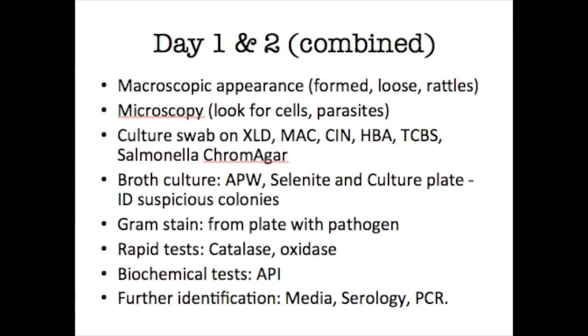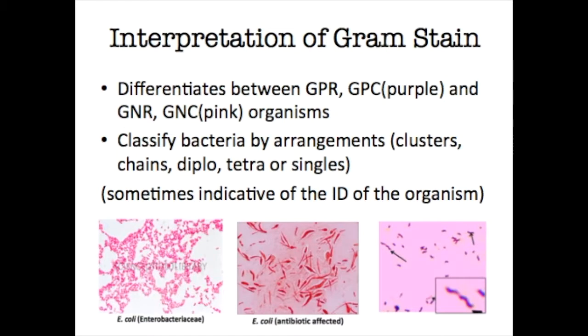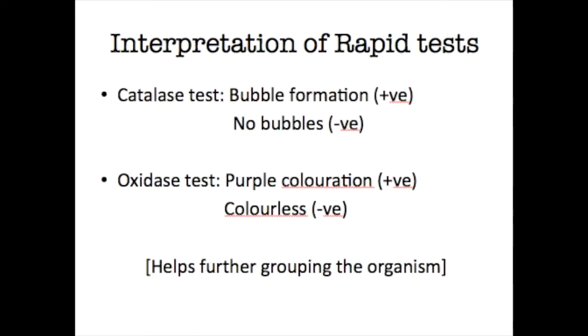Day 1 and Day 2 have been combined, and we have been provided with pure growth plates to carry out gram stain, rapid tests, and biochemical tests. In the following slides, I will describe how each test of the methods can be interpreted to identify the causative organism. The first test is the gram stain. It helps classify organisms by their gram staining, shape, and arrangements. Then come the rapid tests. They further classify the organism.